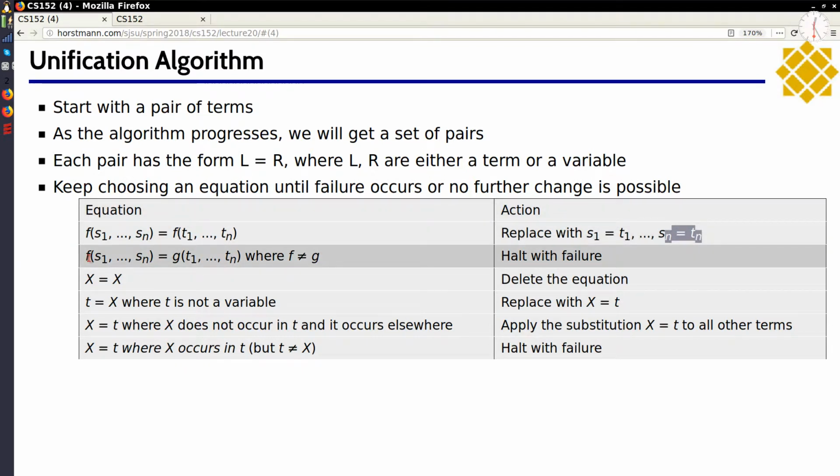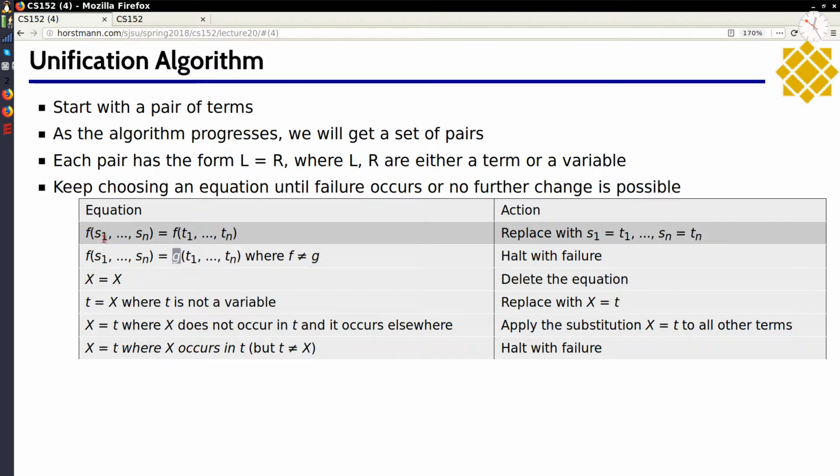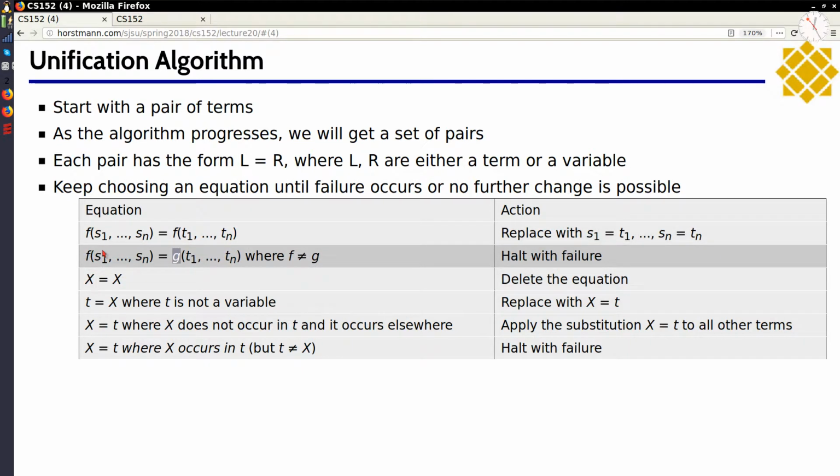Let's say you find 2 functors. So you find an equation where you have an f on the left and a g on the right that are different. In that case, you give up in disgust. You say, I can't ever match these. Let's say you find, and these are the two cases where you don't have any variables involved. Now we're looking at the case where there's some variables.